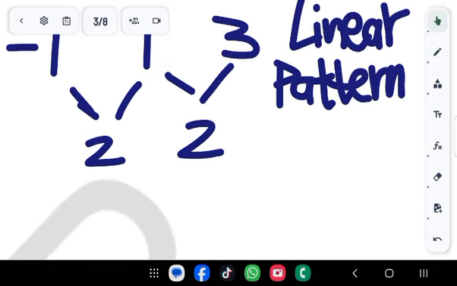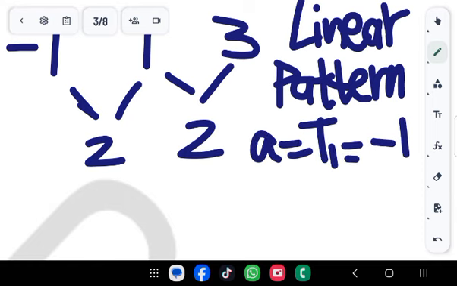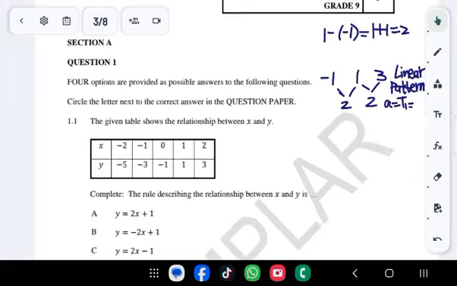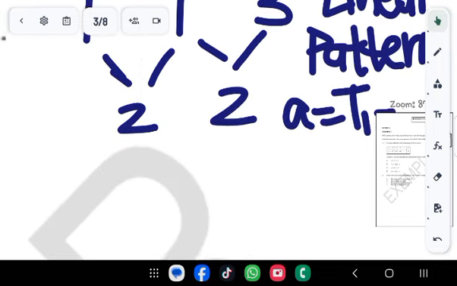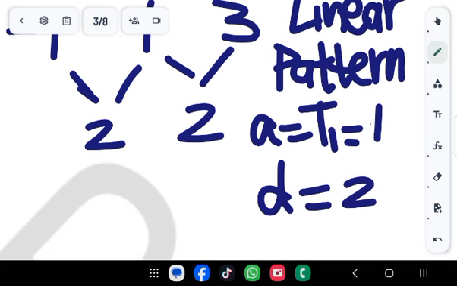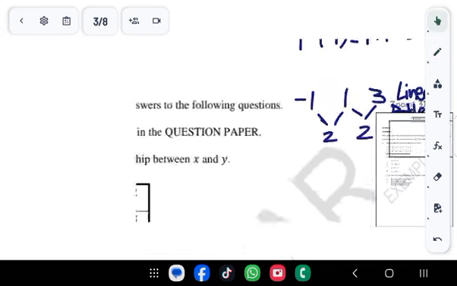So this is a linear pattern with the first term A equals 1. Here is how I know this is the first term. It's term number 1. It is 1. So that is term 1, which is 1, and the constant difference, which is 2 in this case. Here is the constant difference.